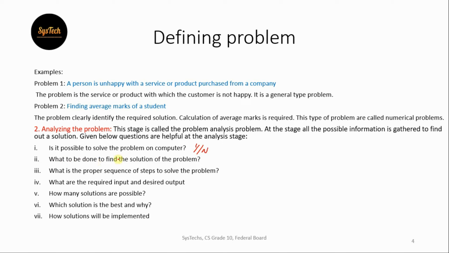You cannot solve the problem on the computer. And if it is a computer-based problem, then what is to be done to find the solution of the problem? And number 3, what is the proper sequence of the steps to solve the problem? And step number 4, what are the required input and desired output? Number 5, how many solutions are possible, candidate solutions, and which solution is the best solution and why it is best, how the solution will be implemented.